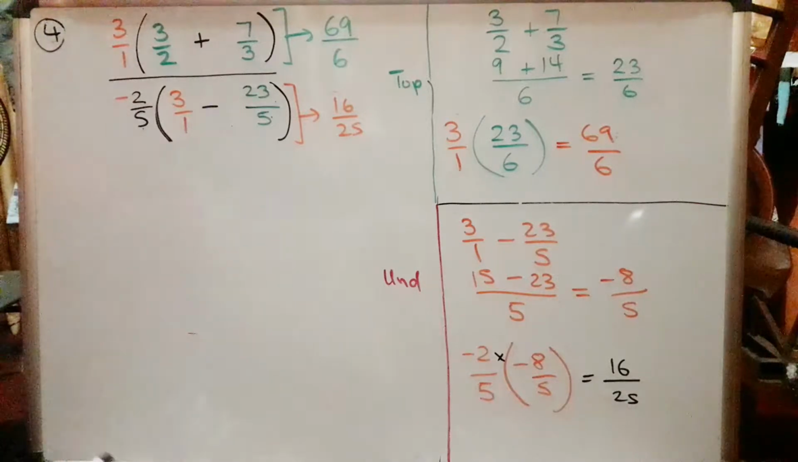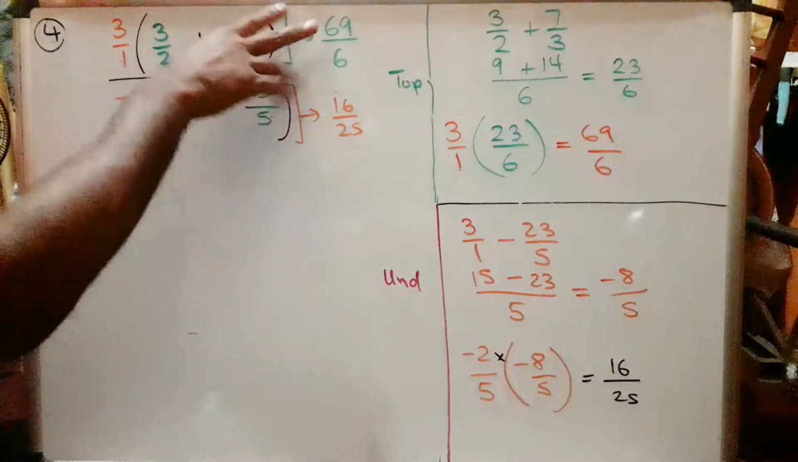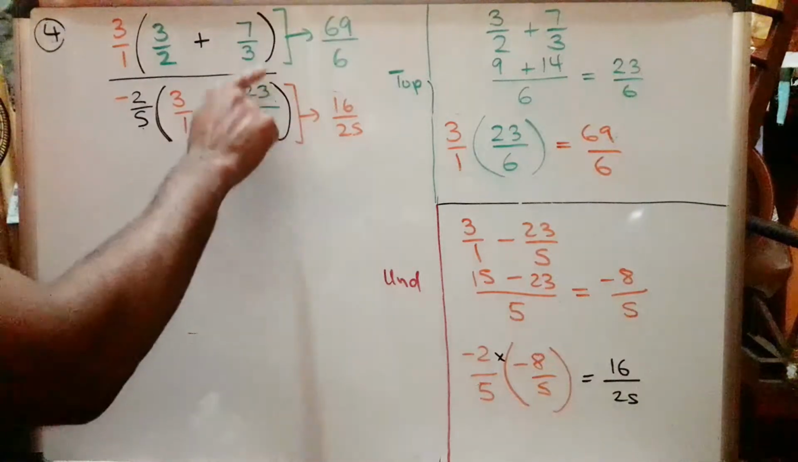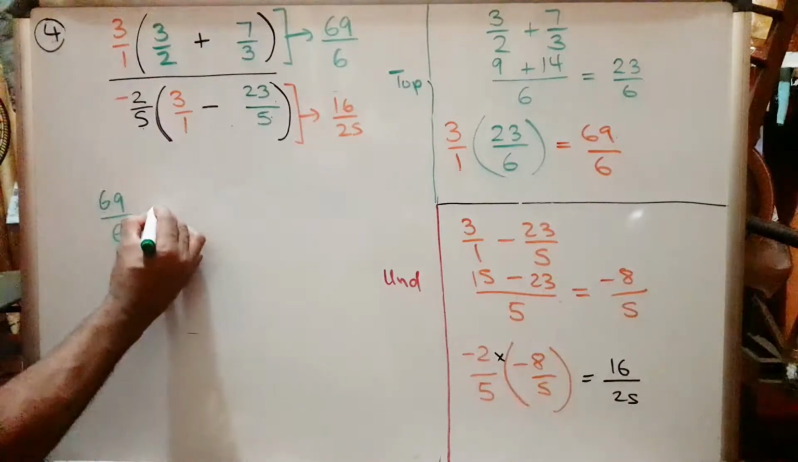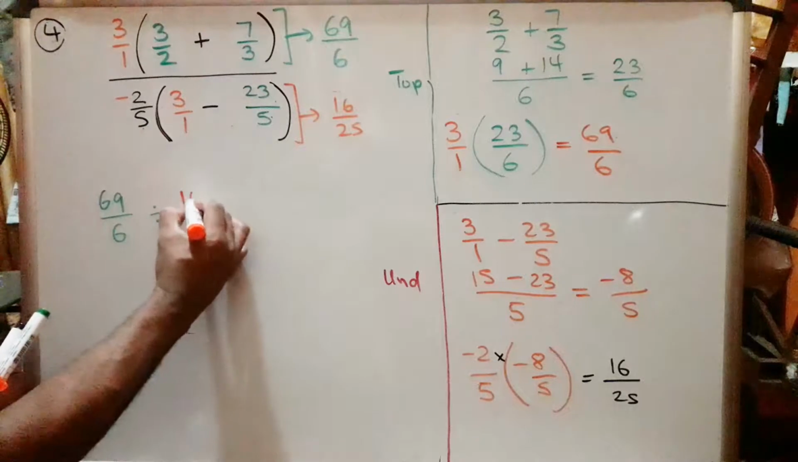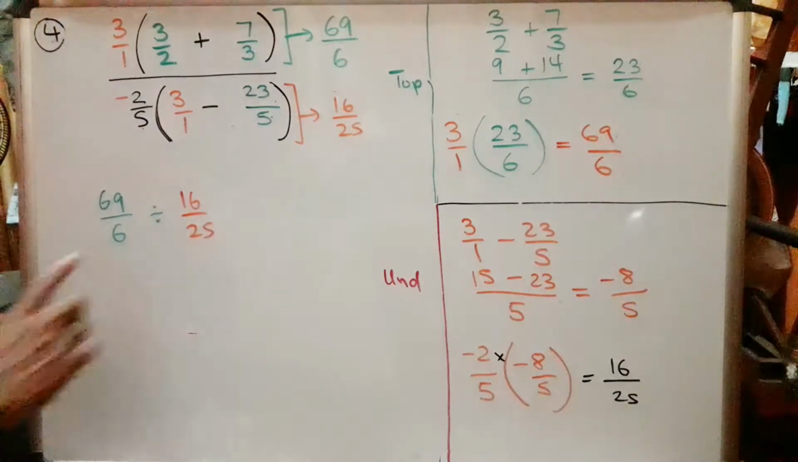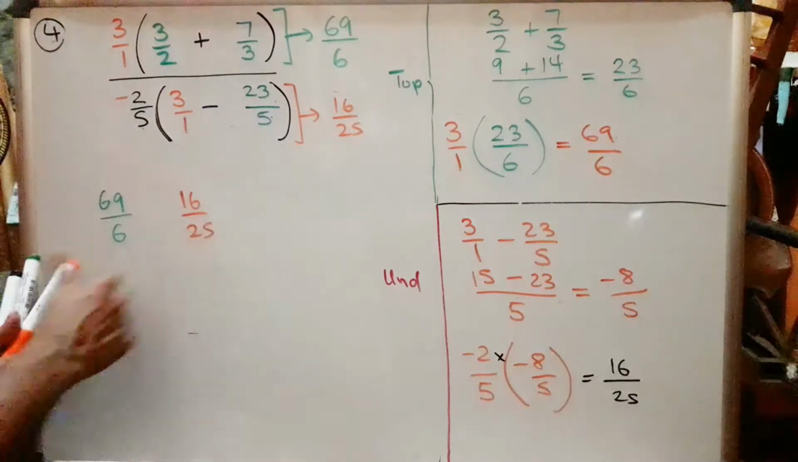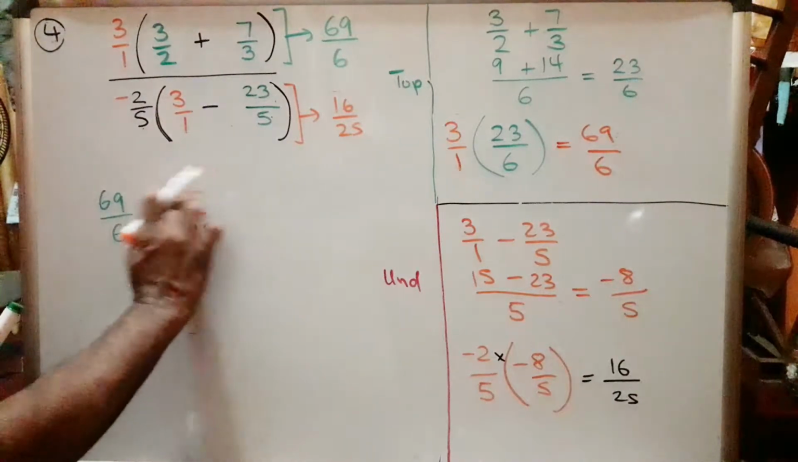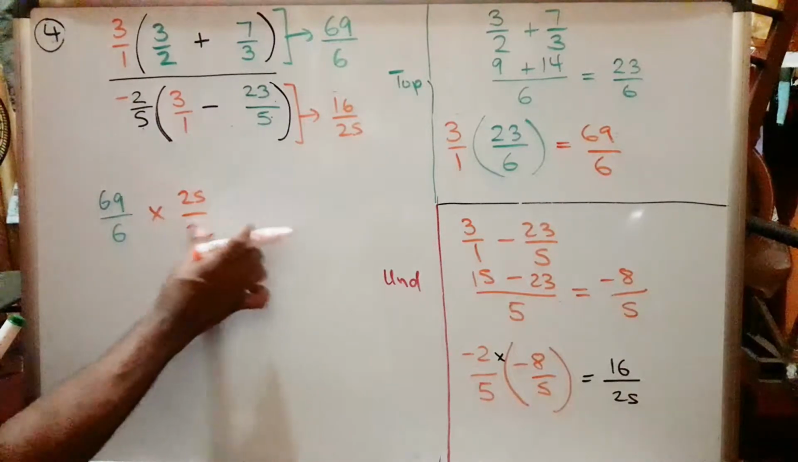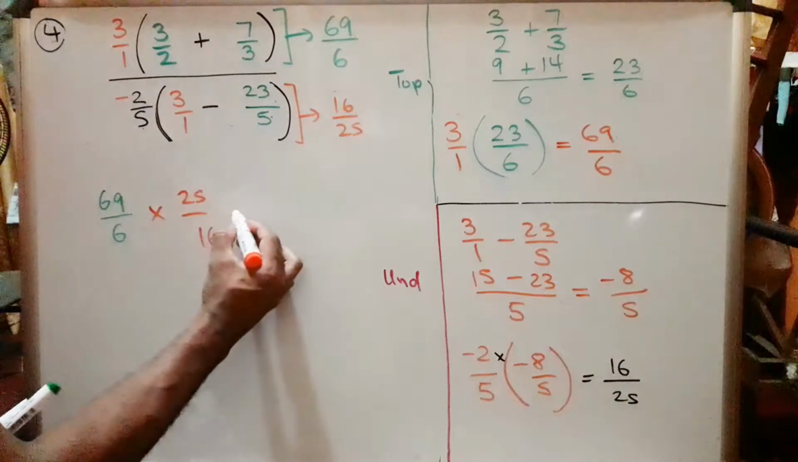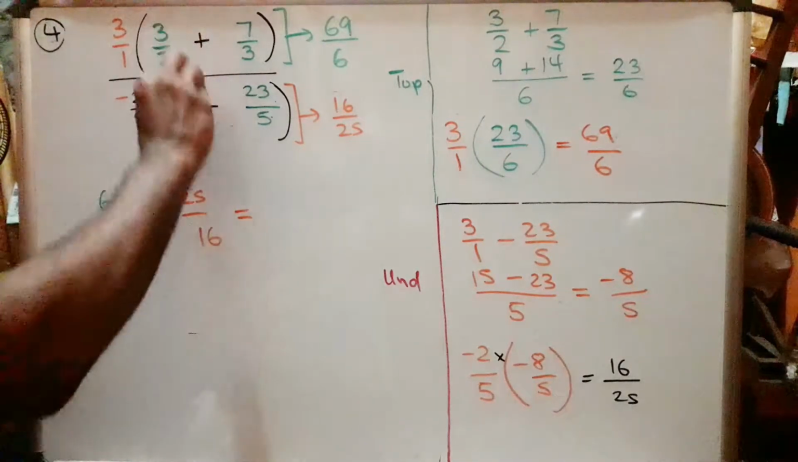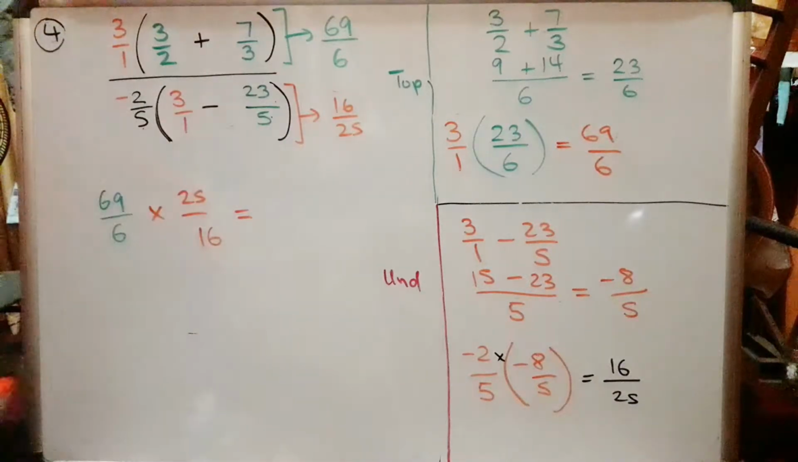Okay, so back to the basics now. What we've been doing in the other questions, we're going to take the top and divide it by the underneath. So it's 69 over 6 divided by 16 on 25. We know from primary school, the divide will change to a multiply. The 25 will go on top, and the 16 goes underneath. Once again, I don't see anything that can cancel off. Remember, these are just made up questions, but it doesn't matter the numbers. The techniques are the same.